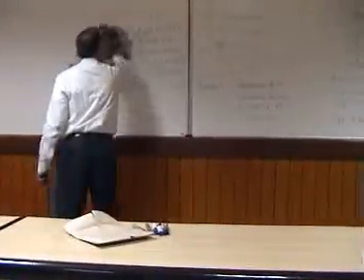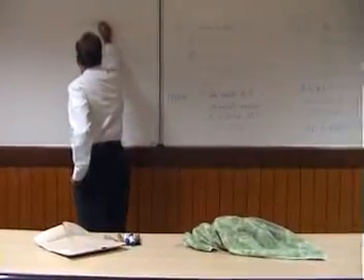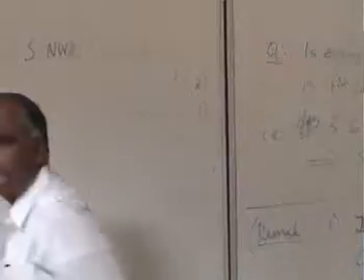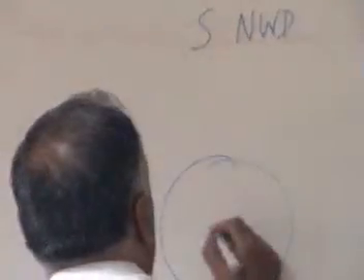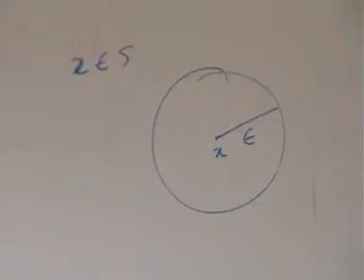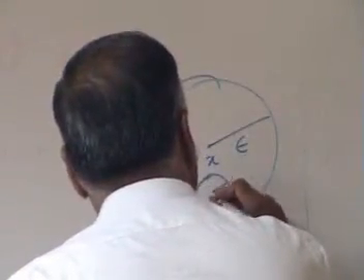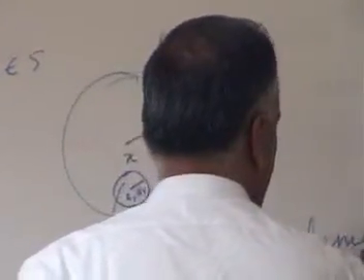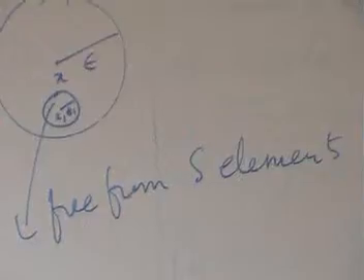Suppose S is a nowhere dense set. Suppose x belongs to S. Take any point that is in S and then draw any sphere about it. What can you say about it? Because it is nowhere dense, there will be a small patch inside this which is free from S elements. What can you conclude? Can it have no limit points?